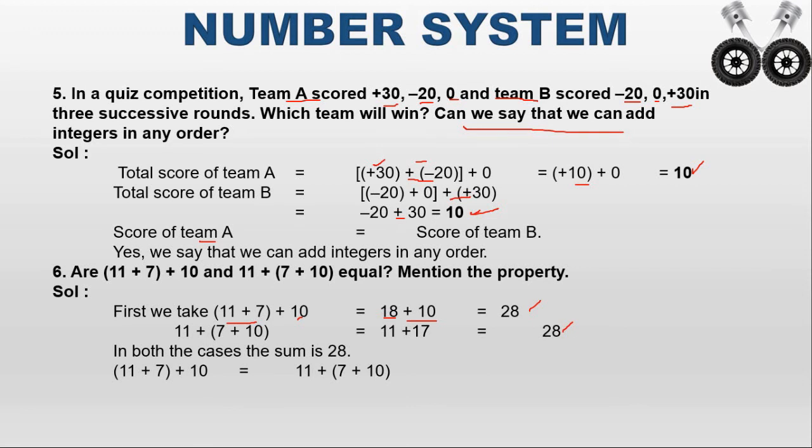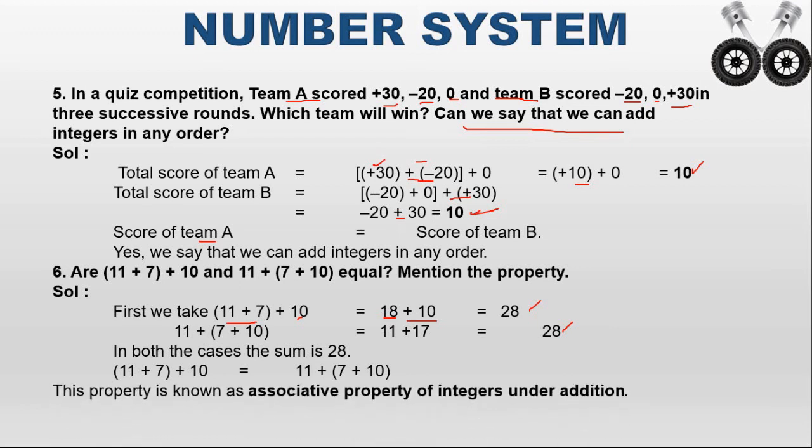So 11 plus 7 plus 10 equals 11 plus, within a bracket, 7 plus 10. What is the property used here? Here we are interchanging the bracket. So interchanging the bracket means associative property for addition.